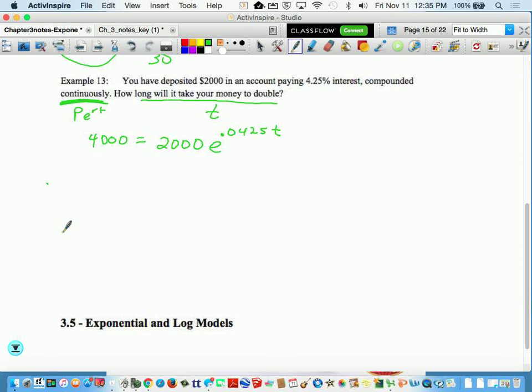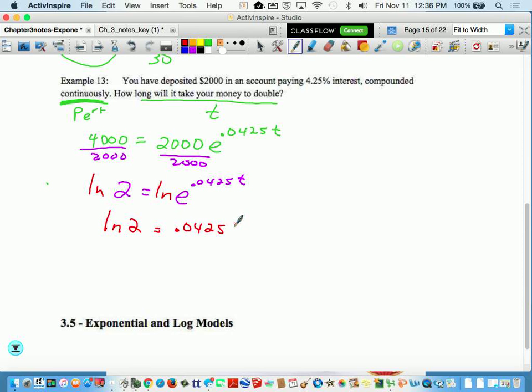Now in any doubling or tripling problem, when you get the exponent by itself, no matter where you start and where you end up, a doubling problem will have a 2 on this side. A tripling problem would have a 3, and so on. Okay, well, what's the exponential base? Exponential base is e. So we're going to apply an ln on both sides. The exponent comes down in front, same as it's been doing. ln of e is 1, so that's all we have. Divide by 0.0425.